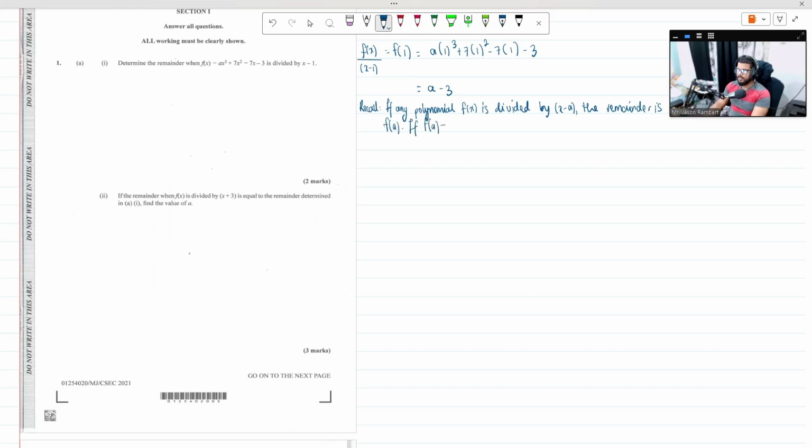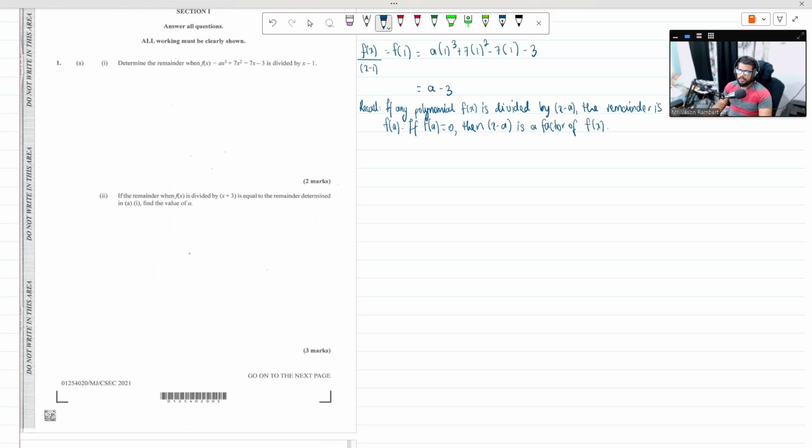If f of a is equal to 0, then x minus a is a factor of f of x. This is the factor part. I anticipate using the factor theorem at some point in this question because this question will be based on remainder and factor theorem. So part 2.